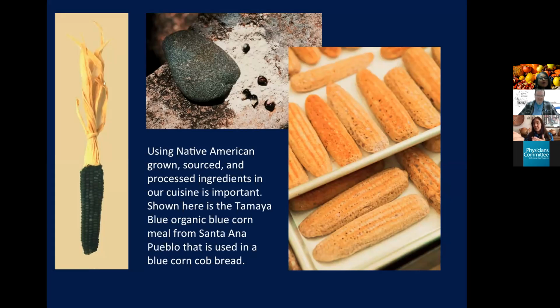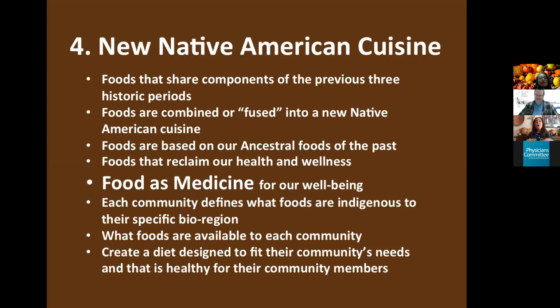Otherwise, we can buy. This corn that I'm using here is from Tamaya, so Santa Ana Pueblo, and I use it now in my blue cornbread. I also buy white corn from them and make white cornbread. So this new native food, all right, this is the 4th period, shares components from the first 3.